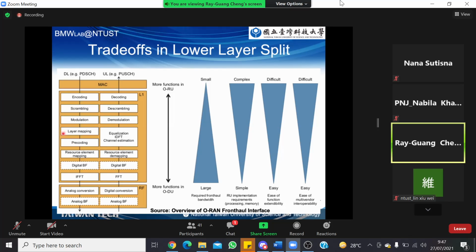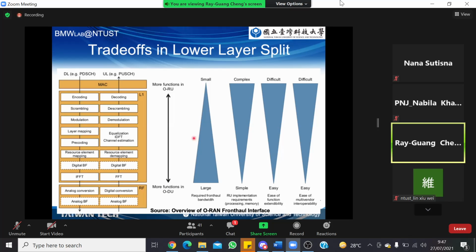The pre-coding is to code the antenna, to add a special code for the antenna. If you want to do beamforming, you can also introduce a factor to control the phase of each antenna. Then you will do IFFT, then digital to analog conversion, then you can transmit to the antenna.